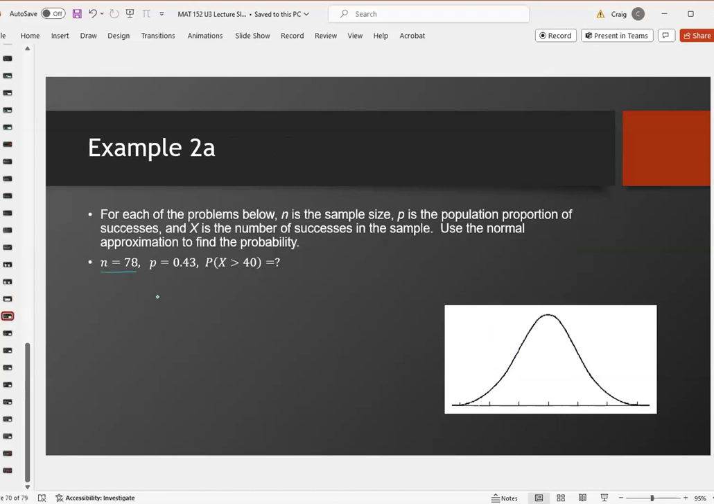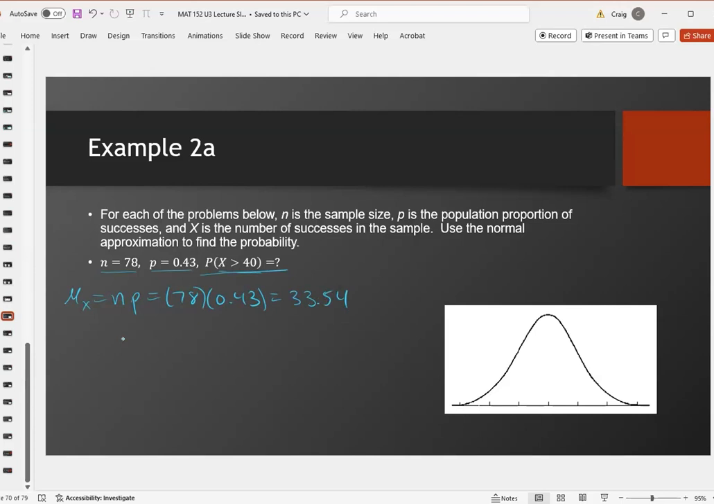Here we have the sample size, the probability of success, and x is the number of successes in the sample. We want the probability that x is greater than 40. Again, we could do this by calculating it out one at a time, but let's use the normal approximation. The mean, the expected value, is just n times p, so that's 78 times 0.43. That's going to give you 33.54.